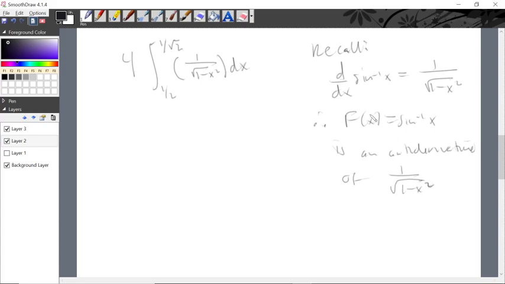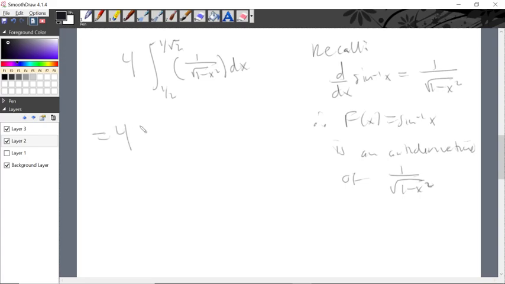Now, the general antiderivative of this integrand would be arcsine of x plus c. And we can choose any value of c that we want, and we can use the particular antiderivative by that choice in our fundamental theorem of calculus. So I'm going to choose the one where c is equal to 0. Just take the arcsine.